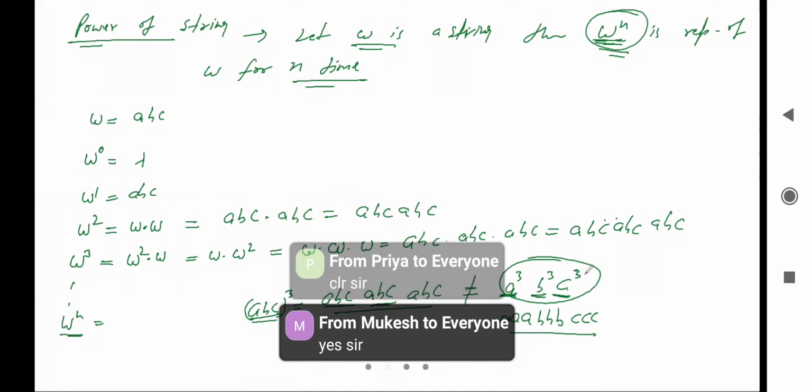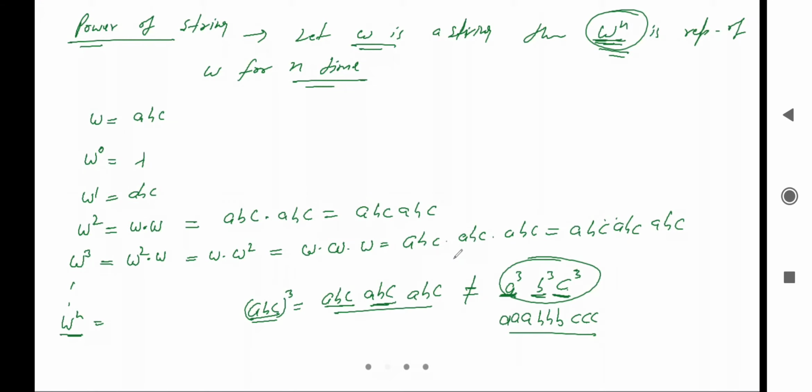Okay, good. Now let's see the next thing, that is language. Let's understand language. What is a language in the case of theory of computation?